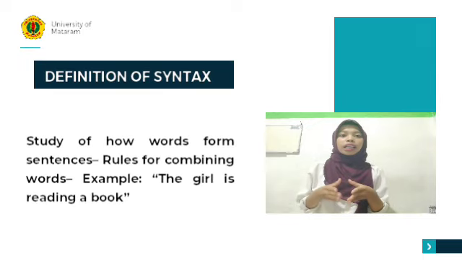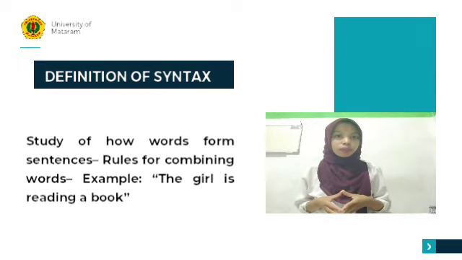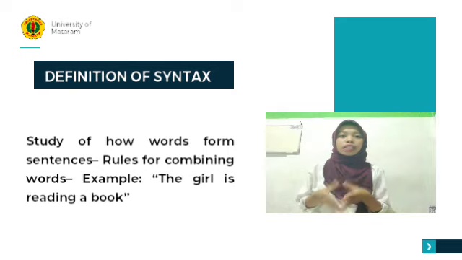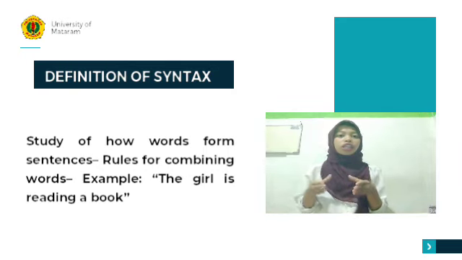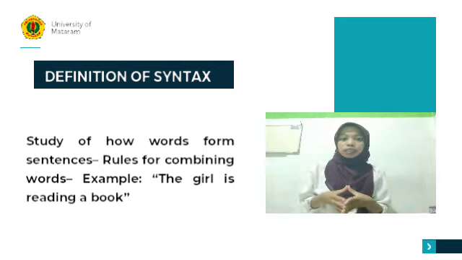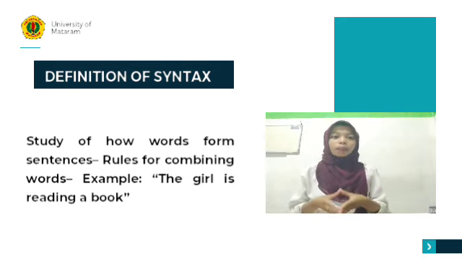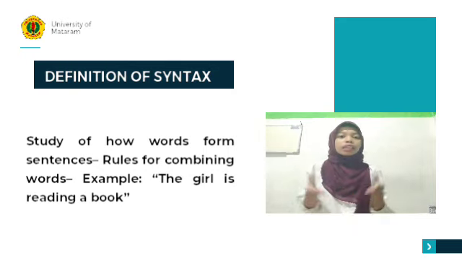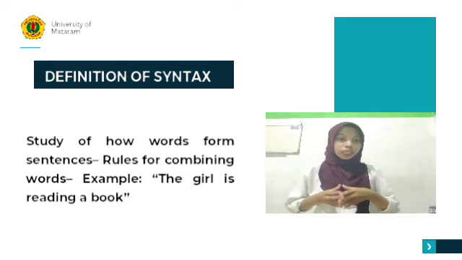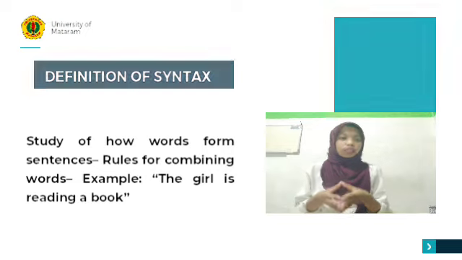Okay, first, let's start with the basic concept of syntax. In simple words, syntax is the study of how words are arranged to form phrases, clauses, and sentences. It explains the rules that guide how words are combined so that our sentences sound natural and meaningful. For example, we say "the girl is reading a book," not "reading girl book is dead." So, syntax helps us organize words correctly to express our ideas clearly.